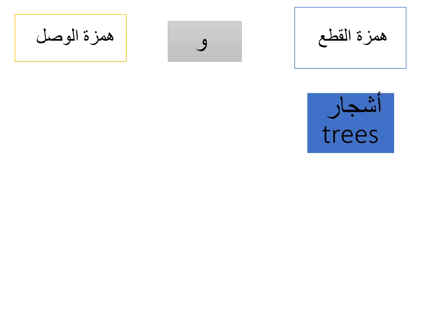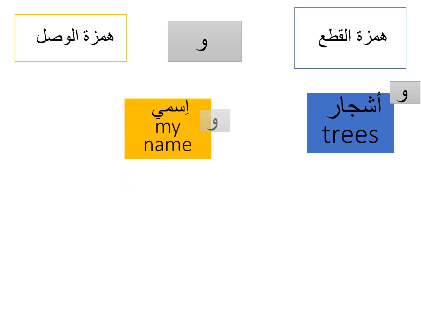Let's do some practicing. أشجار. Can I say وشجار? No, I can't. If you cannot pronounce it without Hamza, then it's Hamzat قطع. Then I need Hamza on Alif.